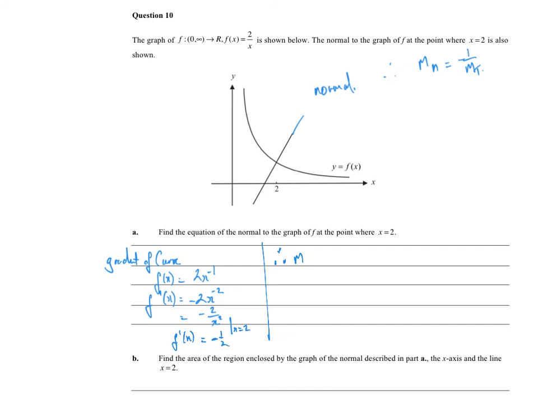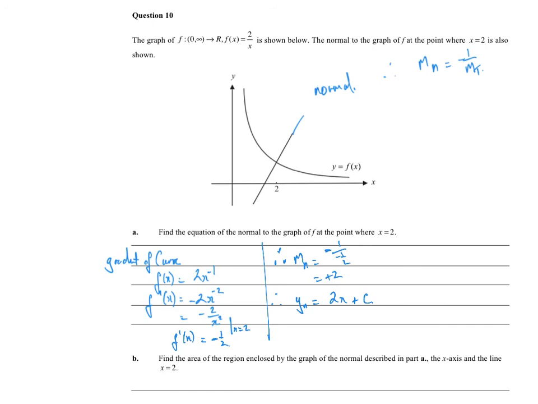Therefore, the gradient of the normal is -1 over -1/2, which equals +2, which at least looks reasonable. At least the normal line has a positive gradient. So what does that mean? I've got the equation of the normal is equal to 2x plus c.